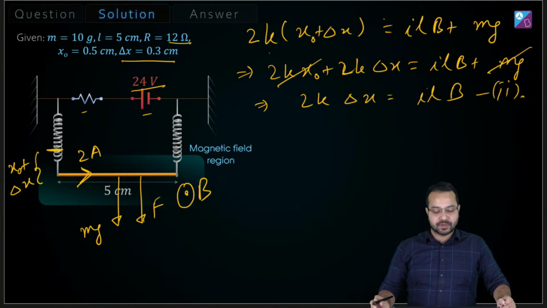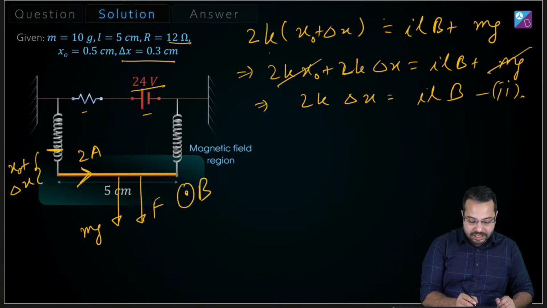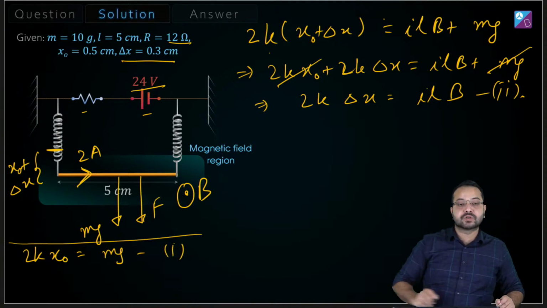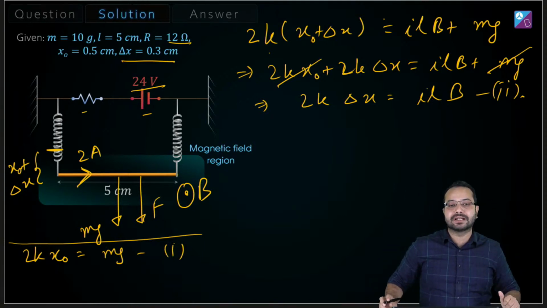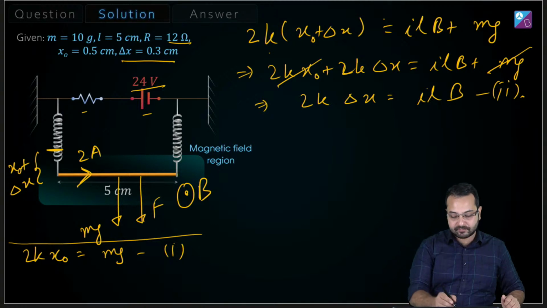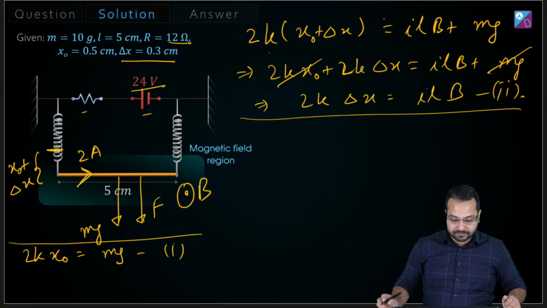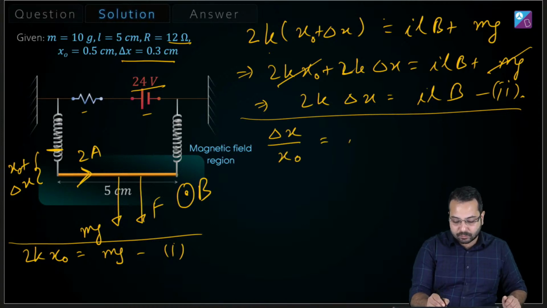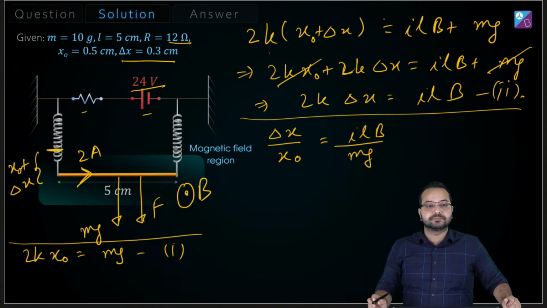And what I need from here is the magnetic field. So what I'm going to do is take equation 1. So what was equation 1? Equation 1 was 2kx naught is equal to mg. That was equation 1. So let's divide equation 1 and equation 2. If we divide both the equations, we are going to get delta x upon x naught is equal to ILB divided by mg. Is that correct?